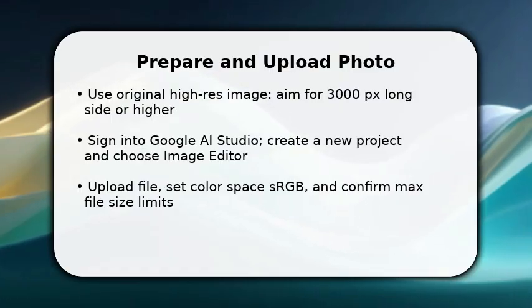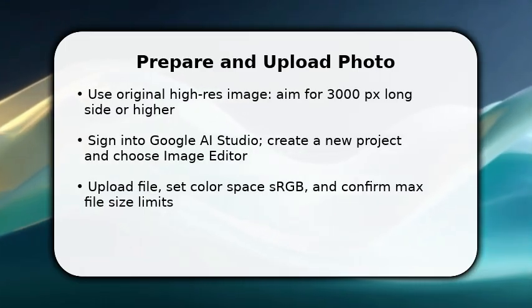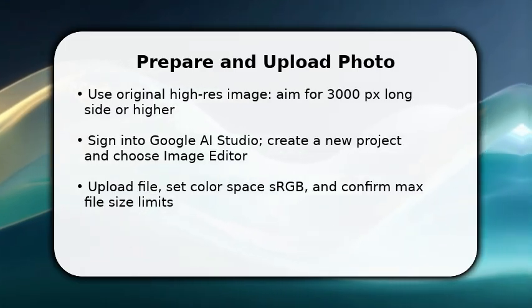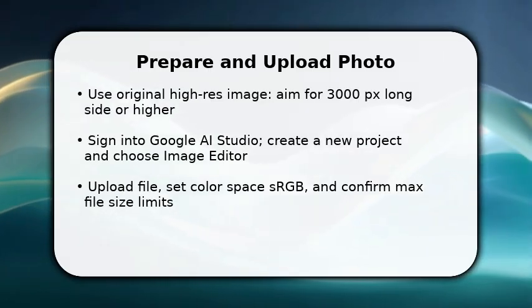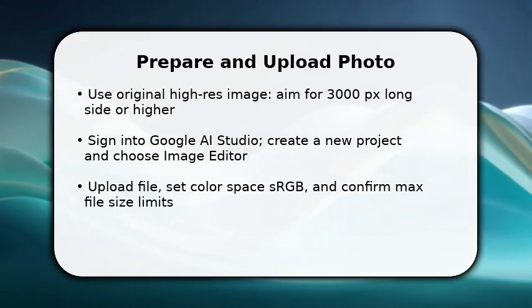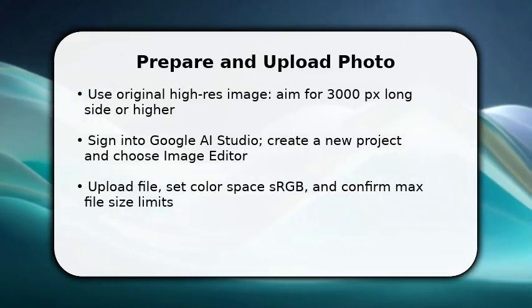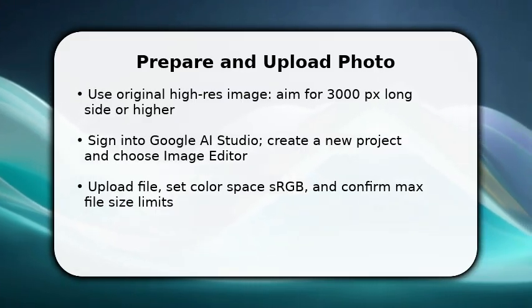You start by preparing a high-resolution original. This preserves detail for edits. Once signed into Google AI Studio, create a new project and pick the image editor tool. Upload your photo and set export preferences to sRGB to avoid color shifts. Make sure the file size fits limits. If not, export a lossless compressed version.